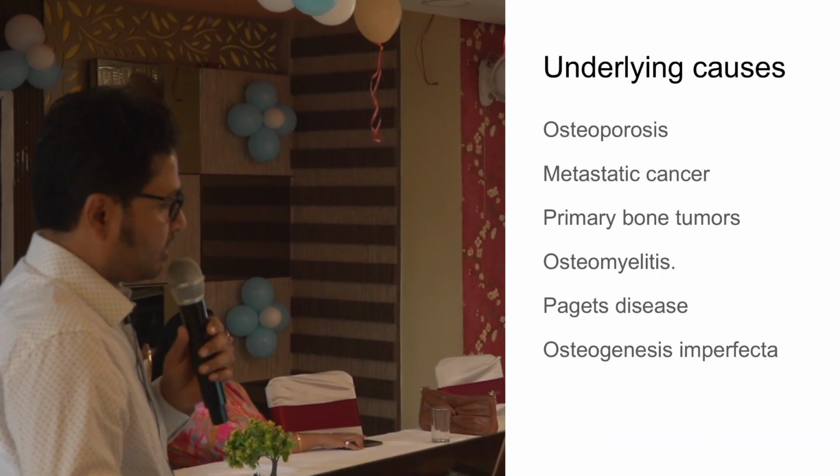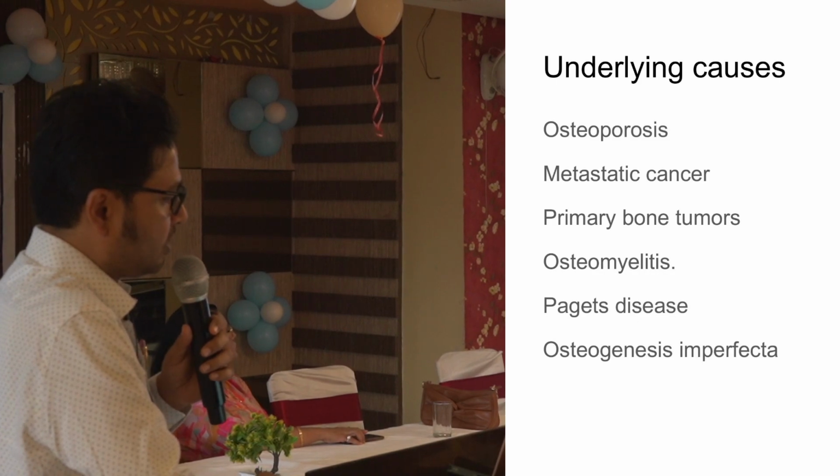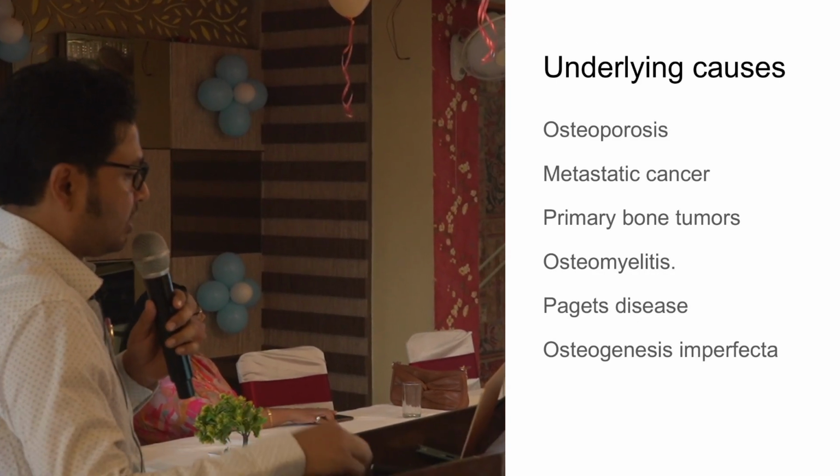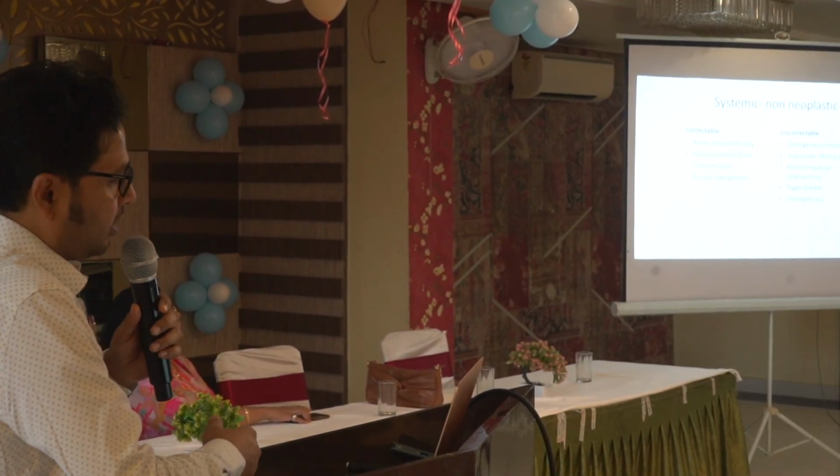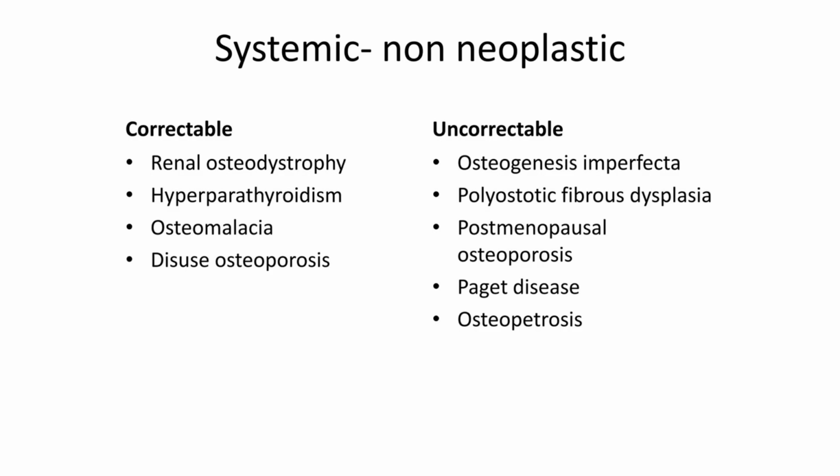Underlying causes can be osteoporosis, metastatic cancers, primary bone tumors, osteomyelitis, Paget's disease, osteogenesis imperfecta, and most of the causes can be classified as correctable and non-correctable. Correctable causes can be renal osteodystrophy, hyperparathyroidism, osteomalacia, disused osteoporosis. Something can be done to treat these causes. And uncorrectable causes are osteogenesis imperfecta, polyostotic fibrous dysplasia, postmenopausal osteoporosis, Paget's disease, and osteopetrosis, which is marble bone disease.